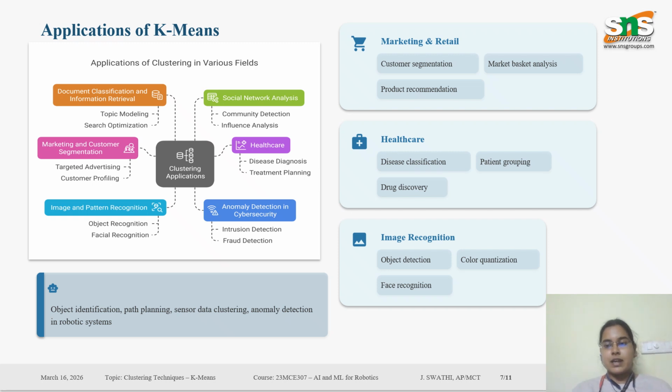For example, we can use it in the stock market to group data sets from a particular month and time, and we can analyze those data sets. Coming to market and retail, we have customer segmentation and product recommendation, like on Amazon, Flipkart, etc. In healthcare, we can go for drug discovery and patient grouping. And in image recognition, we have face recognition in our smartphones and laptops, etc.